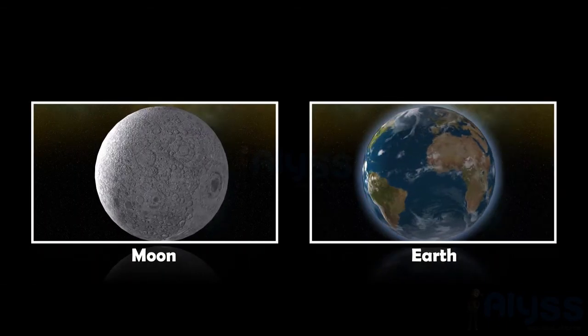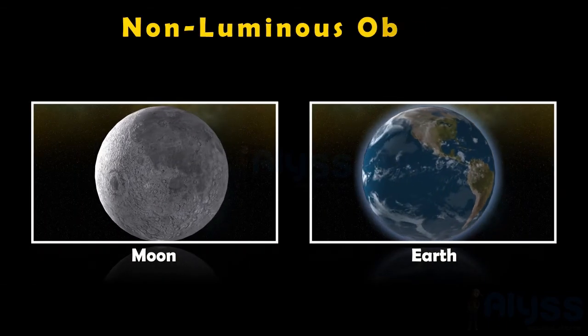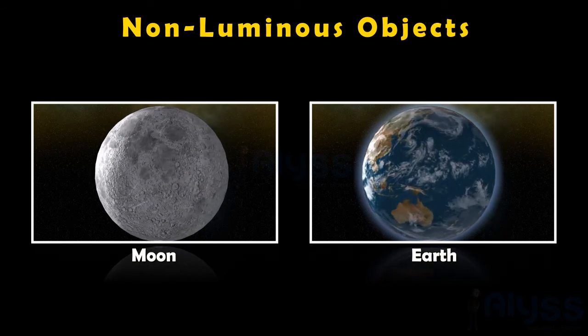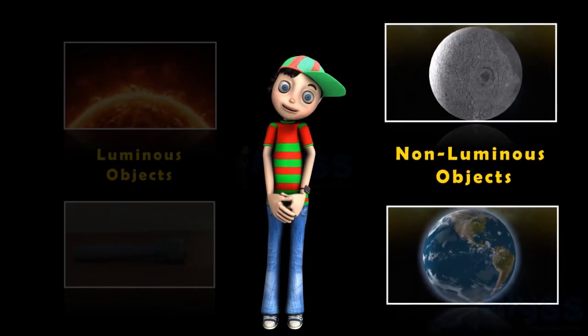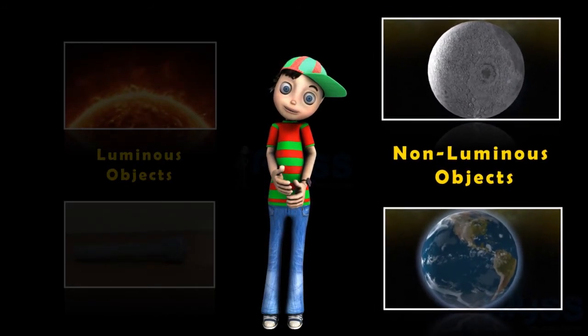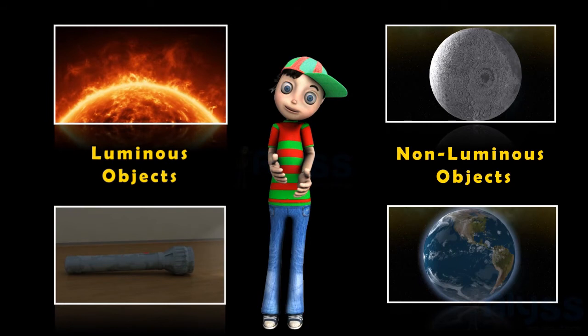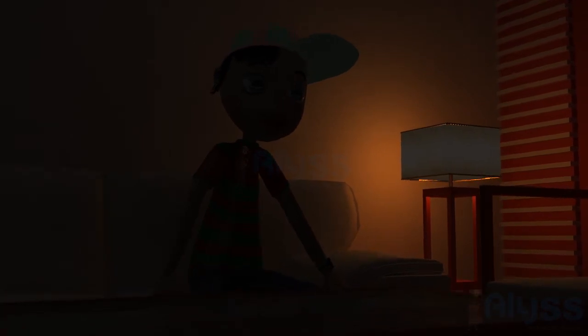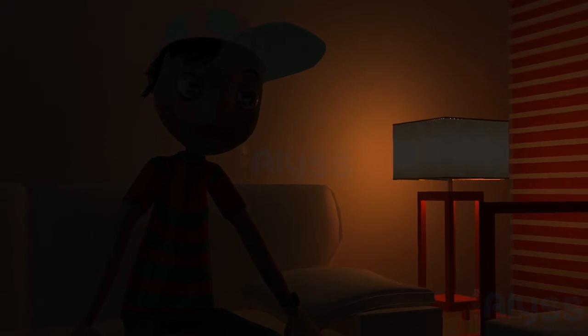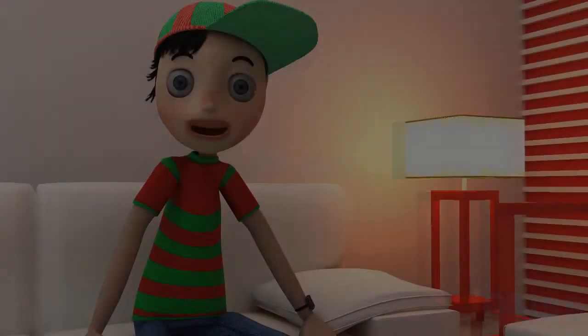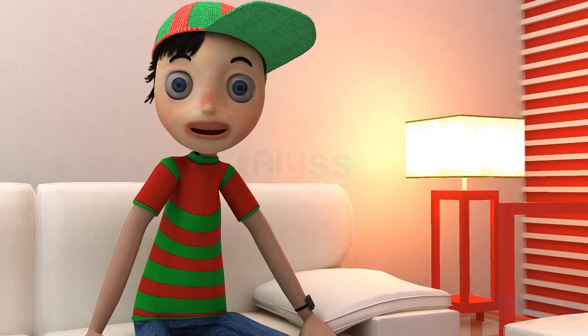And on the other hand, the moon and the earth are examples of non-luminous objects. These objects become visible only when they reflect light produced by a luminous object. That is why, in complete darkness, we cannot see or distinguish the different objects around us. So, to see things, your eye must receive light from it.